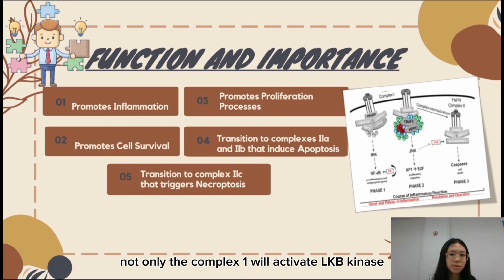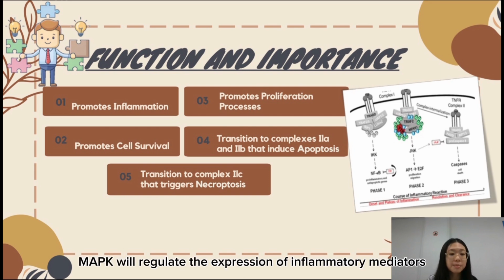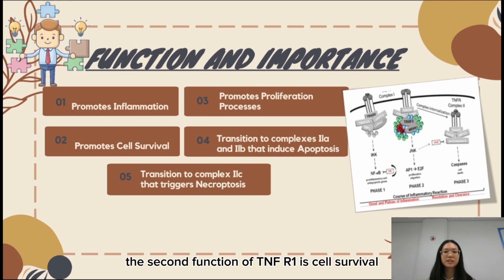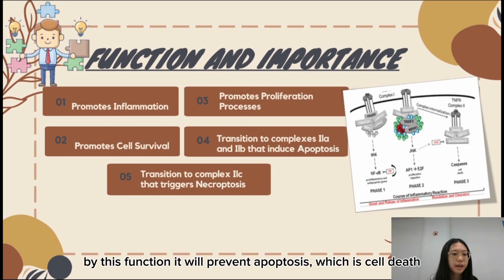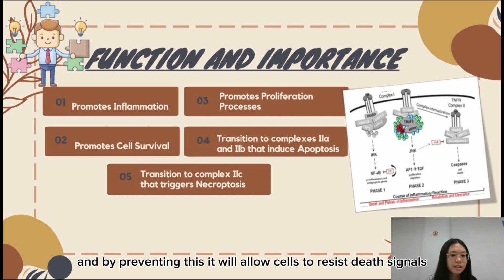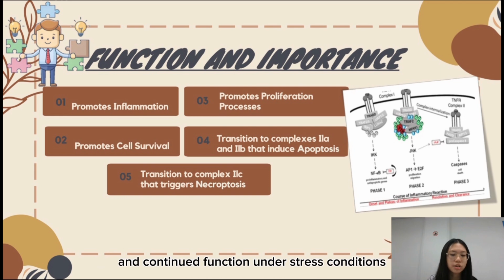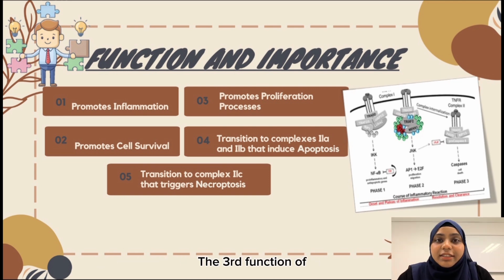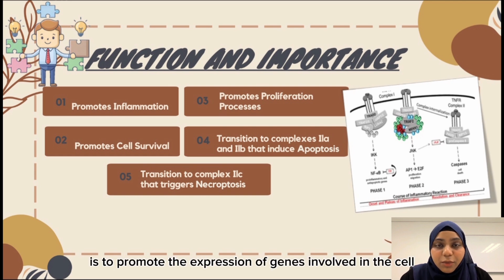Not only will complex 1 activate IKK kinase, it will also activate MAPK. MAPK will regulate the expression of inflammatory mediators and contribute to the production of cytokines and chemokines. The second function of TNFR1 is cell survival. By this function, it will prevent apoptosis, which is cell death. By preventing this, it will allow cells to resist death signals and continue to function under stress conditions, like during inflammation. The third function of TNFR1 is to promote the expression of genes involved in cell cycle progression.